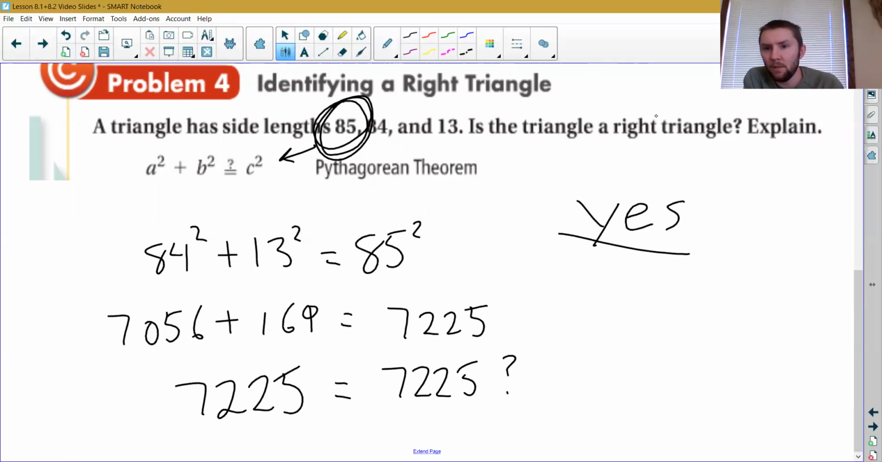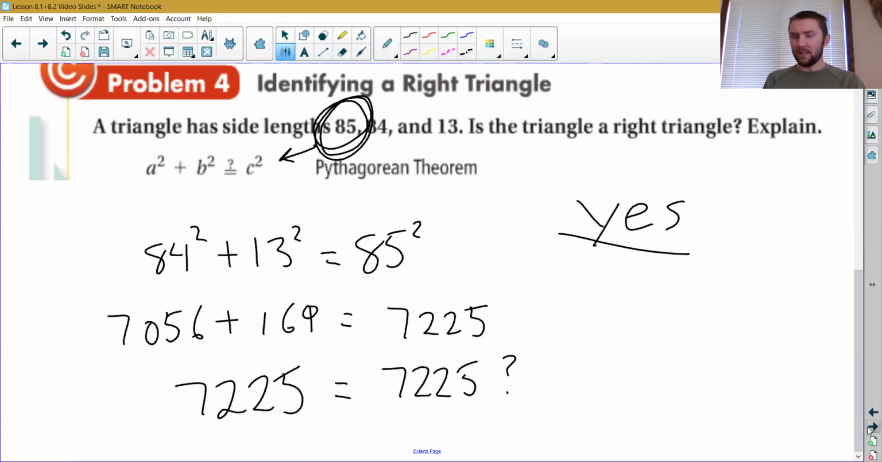Our explanation is this work here, or we can say, you know, because it fits the Pythagorean theorem, or because 13 squared plus 84 squared equals 85 squared, et cetera, okay? Also, let it be known, we've just also shown that 13, 84, and 85 are a Pythagorean triple, right? It's the same process to answer, is it a Pythagorean triple? Are these side lengths the side lengths of a right triangle, okay? Same process. Do they fit the Pythagorean theorem?